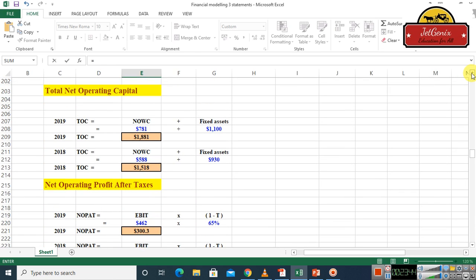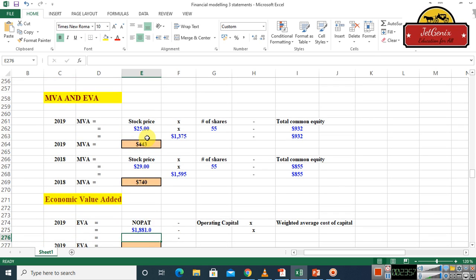Yes, net operating capital. Okay, so it's here for 2019. You can see it's here. This is the operating capital for 2019. So press enter. Now we have the net operating capital here. Sorry, guys, I'm just going to select the net operating profit after tax, not the operating capital here.